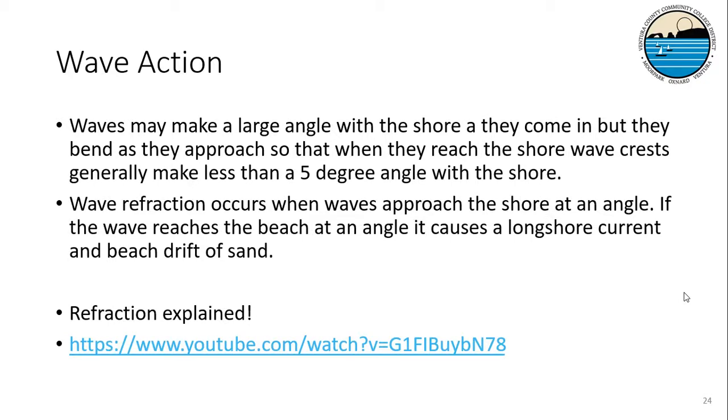So waves may make a large angle with the shore as they come in, but they bend as they approach. So they reach the shore in crests that make about 5-degree angles with the shore. And wave refraction occurs when waves approach the shore at an angle. And if the wave reaches the beach at an angle, it causes a longshore current and a beach drift of sand. So this YouTube video here is going to demonstrate that a little bit further with some diagrams. So this is a good one to watch. And again, if you're a surfer, then you're probably really familiar with longshore current, and you'd want to understand these to catch the best waves.